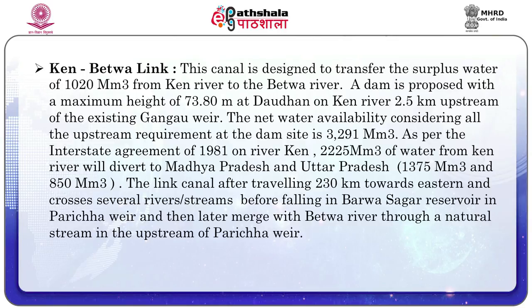The proposed link canal is designed to transfer the surplus water of 1020 cubic millimeters from Ken River to the Betwa rivers. This water will also be utilized for en route irrigation to the command area. A dam is proposed with a maximum height of 73.80 meters at Ken River, 2.5 kilometers upstream of the existing Gangau Weir. The net water availability, considering all the upstream requirement at the dam's site, is 3,291 cubic millimeters. As per the interstate agreement of 1981 on River Ken, 2,225 cubic millimeters of water from Ken River will be diverted to Madhya Pradesh and Uttar Pradesh.